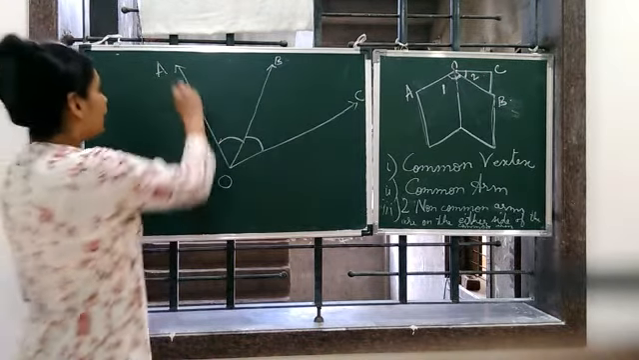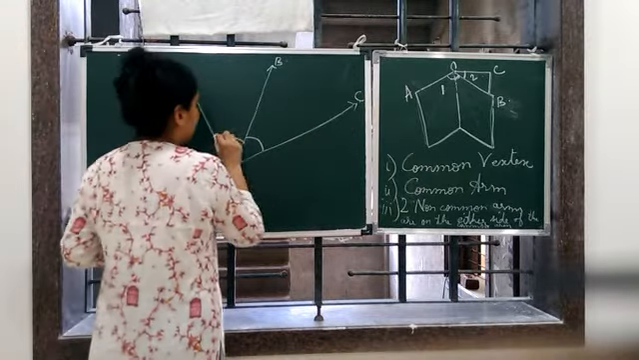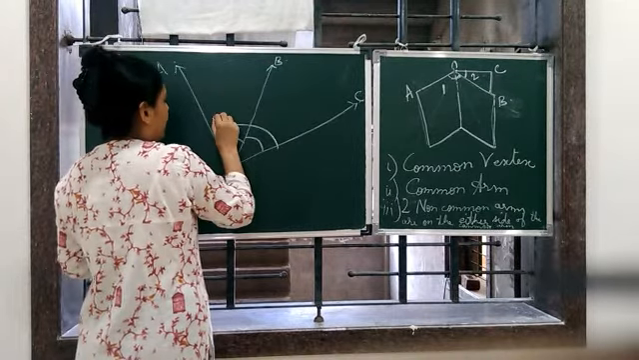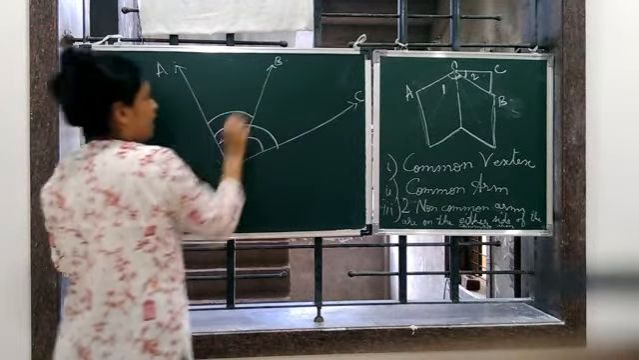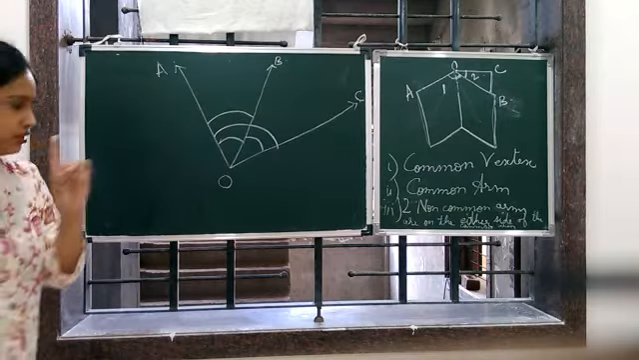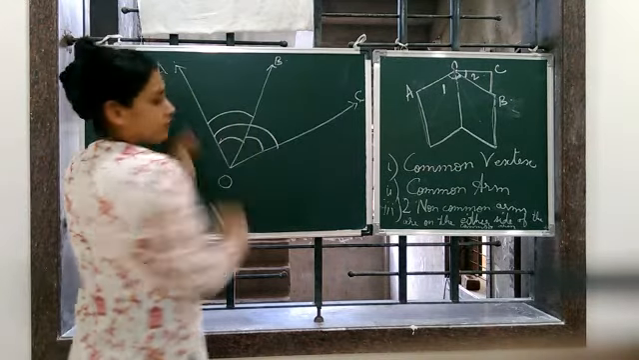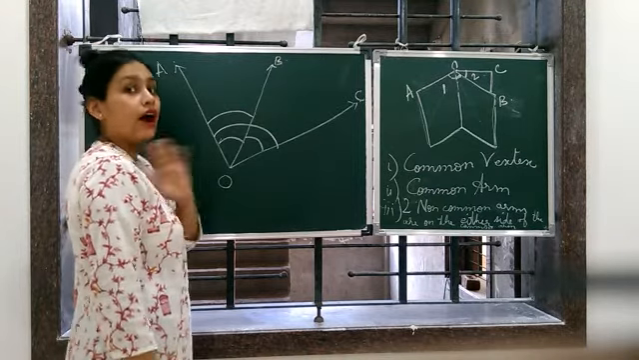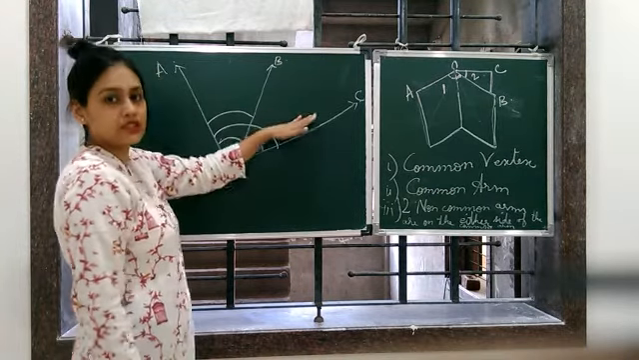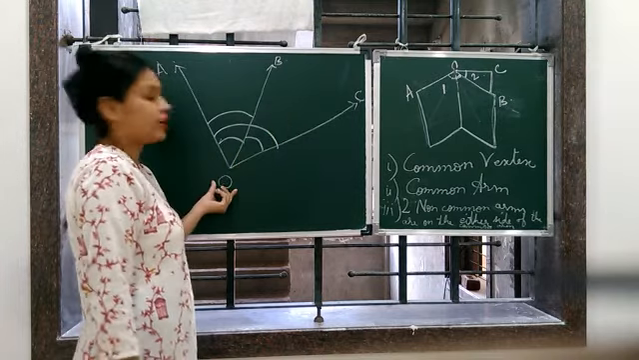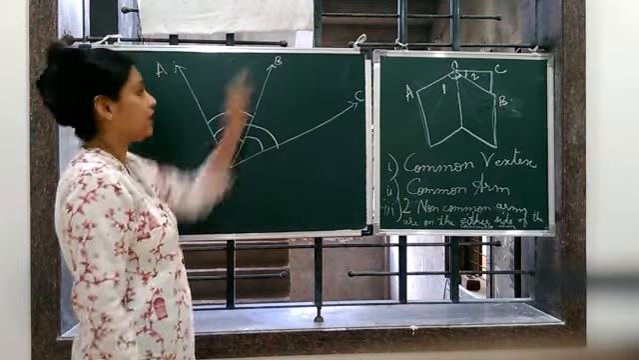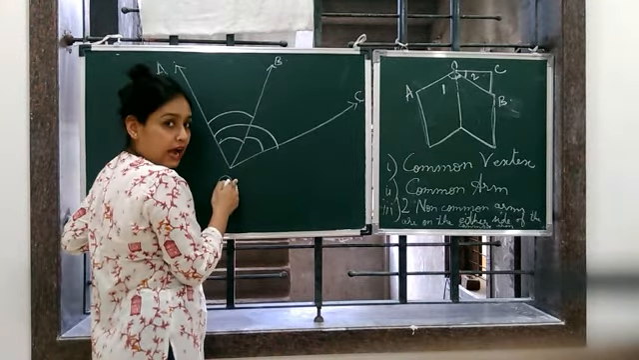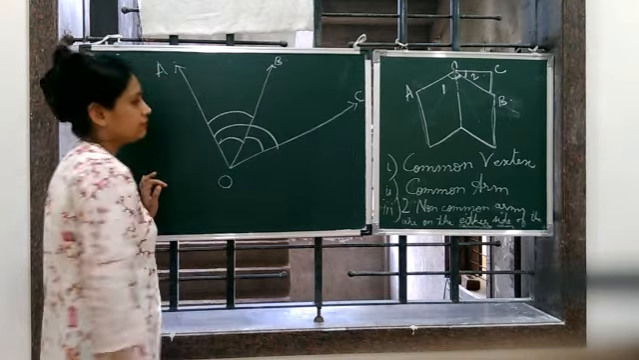Now if I talk about angle AOC and angle AOB, are they adjacent? In this case they are not adjacent. Why? Because AOB is a part of AOC. Got it? So this is not adjacent. Adjacent is possible only when they share a common vertex and a common arm. And here, they were not sharing any arm. Clear? So this is the reason.